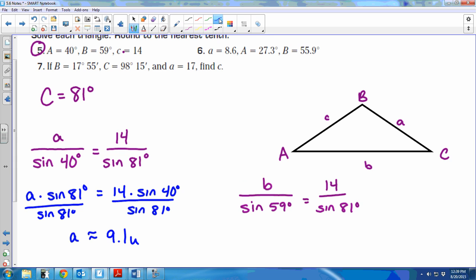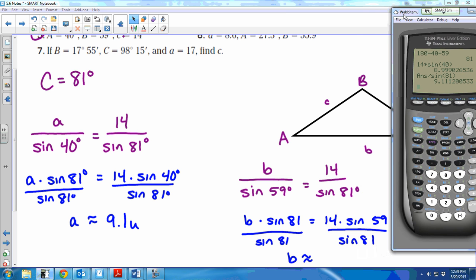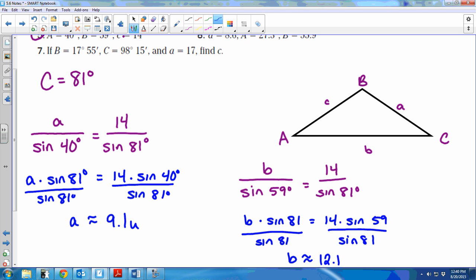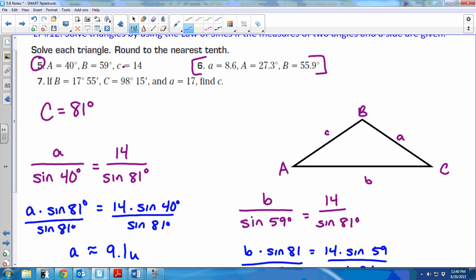So cross multiply and divide again. So B times the sine of 81 equals 14 times the sine of 59. We'll have to divide by the sine of 81 to solve for B. So 12.1. Questions about where that came from? Okay then. I want you to do the second example. And then in a few minutes, I will tell you the answer to that one. You do the second one to practice.